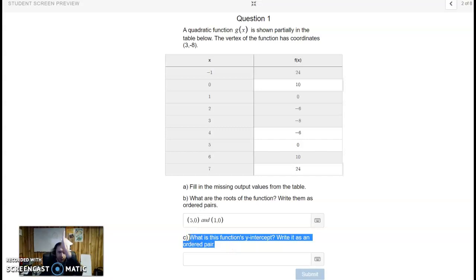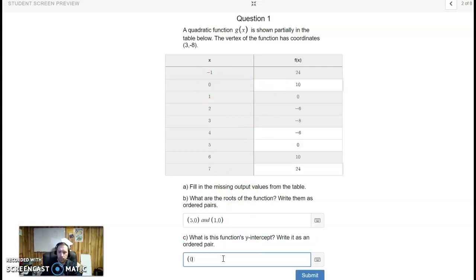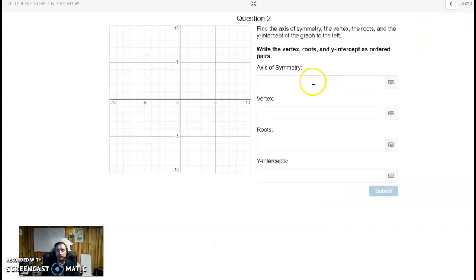All right. Then what's the y-intercept? Where does it cross the vertical axis? Well, that's when x is equal to 0. And so we have that value right here at (0, 10). All right. And then go ahead and submit that. So how did you do? Did you get the table right and B and C right? Write those comments down in your survey.